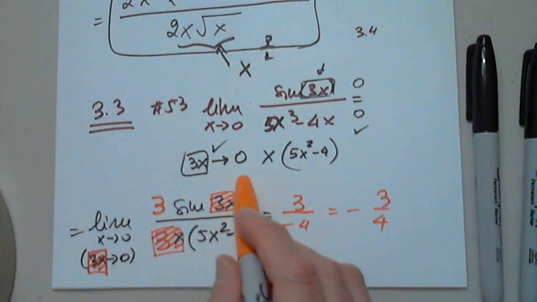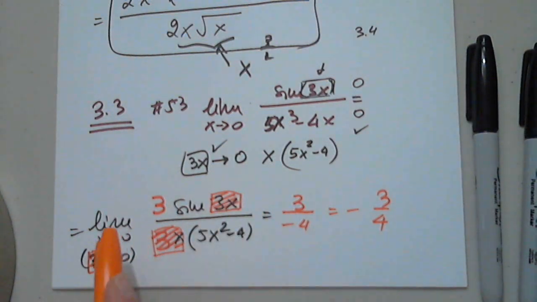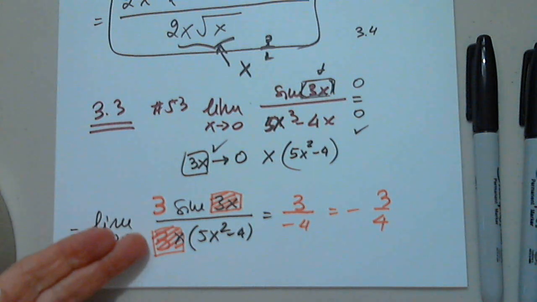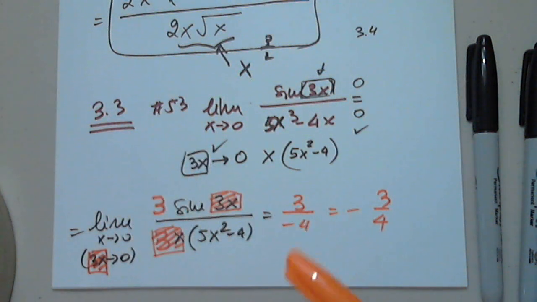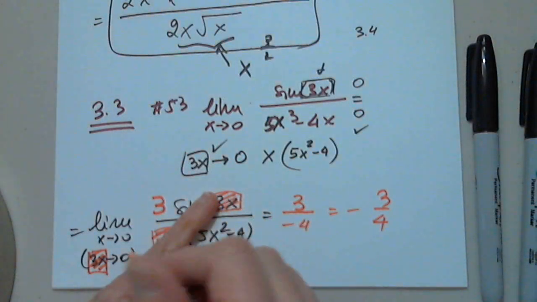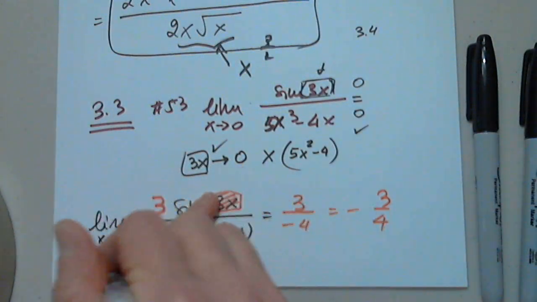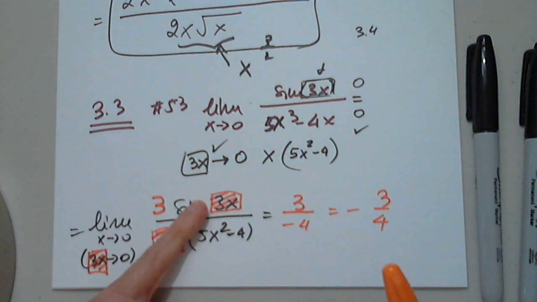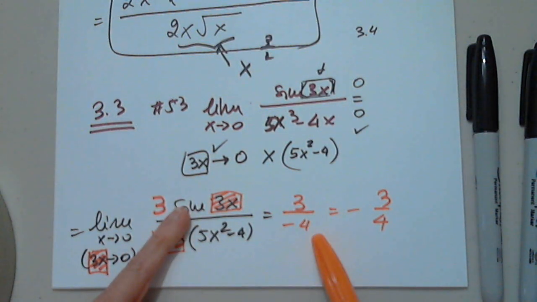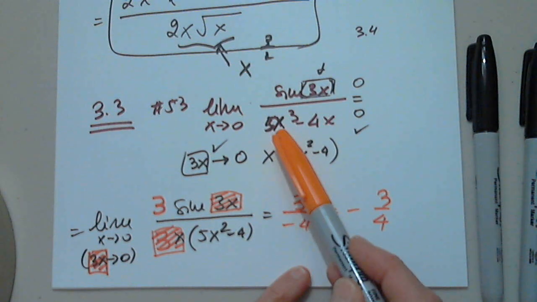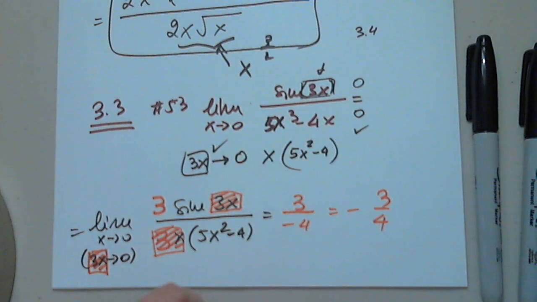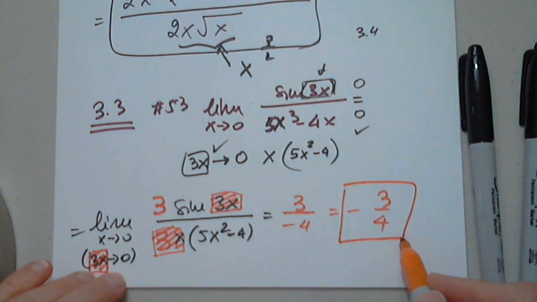So we made it happen. We had 3x. There is no problem. When I multiply and divide by 3, I make no changes whatsoever. This is 1. But then these go away because this will approach 1, but I still have leftovers. The leftover from the numerator is 3, and the leftover from the denominator is -4 when x approaches 0. So therefore, the limit of sine 3x over 5x cubed minus 4x as x approaches 0 is -3/4.